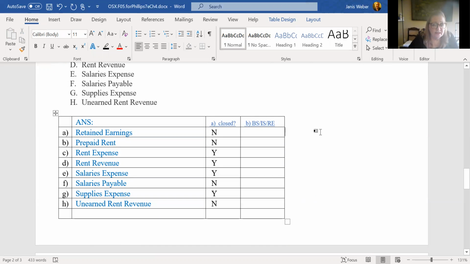All right, retained earnings is not closed. The only thing we close are the temporary accounts. So that's the income statement accounts and dividends. We're going to close all revenue, all expense, and dividends. So retained earnings does not close.